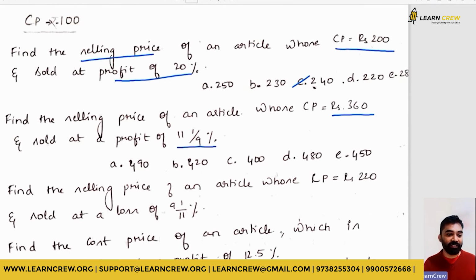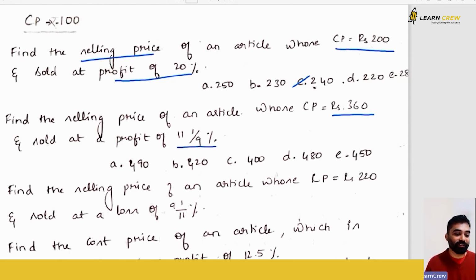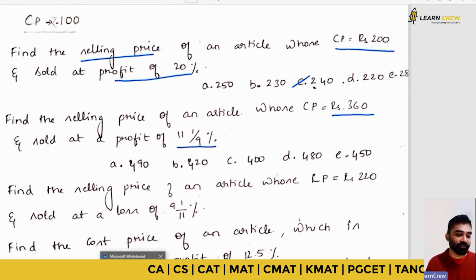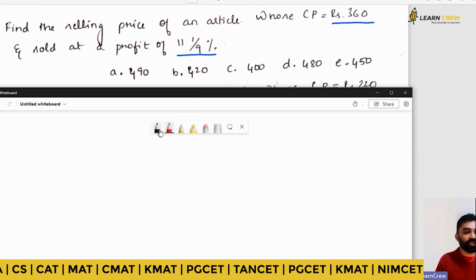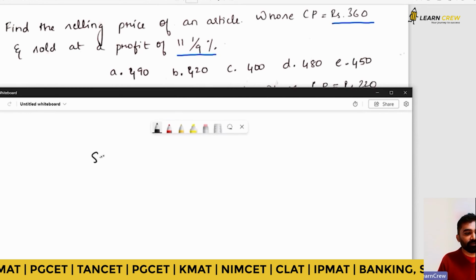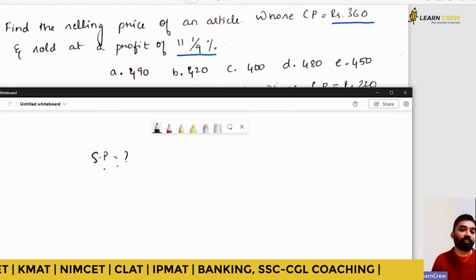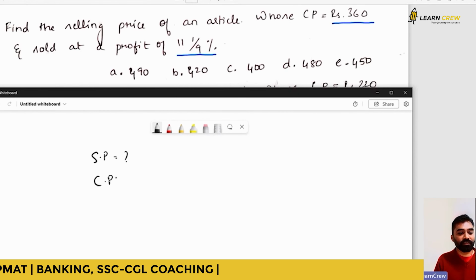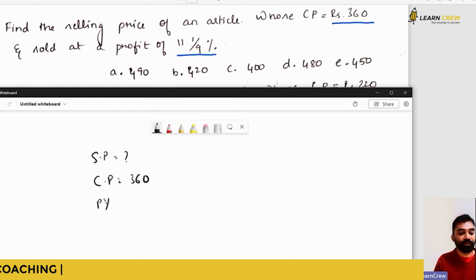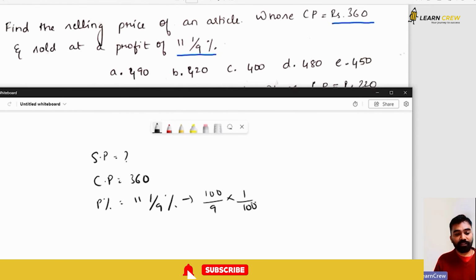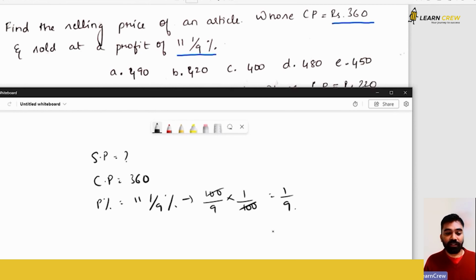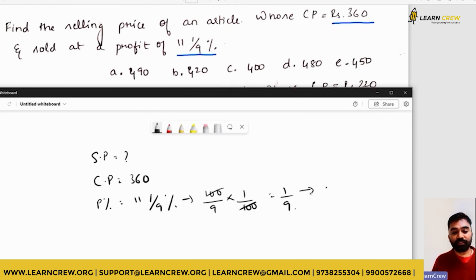Okay, answer. What is selling price? Now let us start seeing this. 9 ratio plus 1 ratio, 10 ratio. That's all. Second question: find the selling price. Selling price they have asked. You need to find out the selling price whose cost price is 360, sold at a profit percentage of 1/9%. If you convert it to a fraction, it becomes 100 by 9 into 1 by 100. This becomes 1/9 ratio. If this is the thing, this becomes the profit.